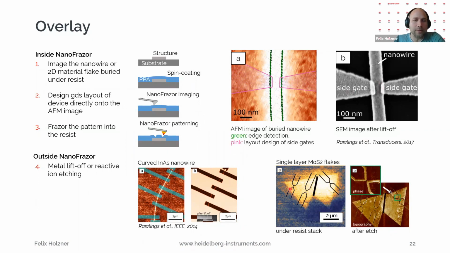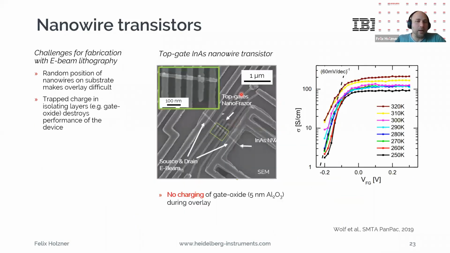And this approach is super sensitive. I mean, for me, it's still amazing. You can actually see one single layer MoS2 flake under 200 nanometer of resist. You can nicely detect, as you see here, and then you write. You can shape in a way the flake on top in the resist and then etch it, like in this case here. And also here about how this process works in detail, we have a separate webinar on this. Okay, with this overlay, you can make, for example, these top gates here on this nanowire, indium arsenide nanowire transistor.